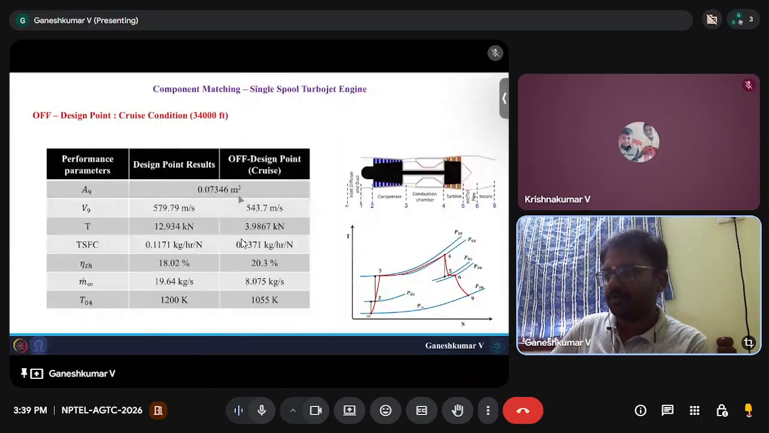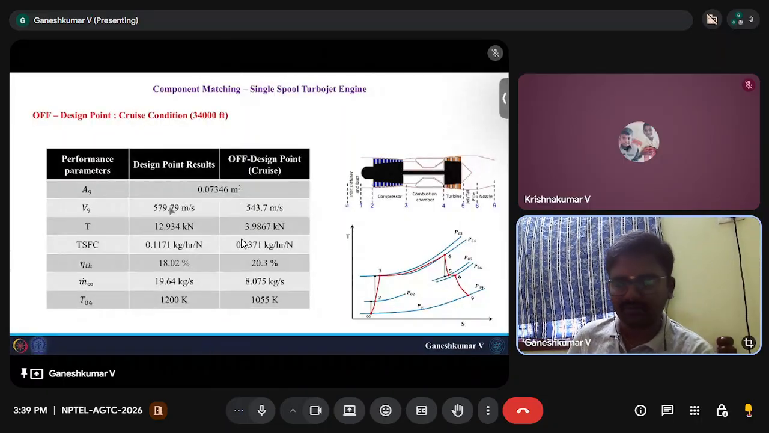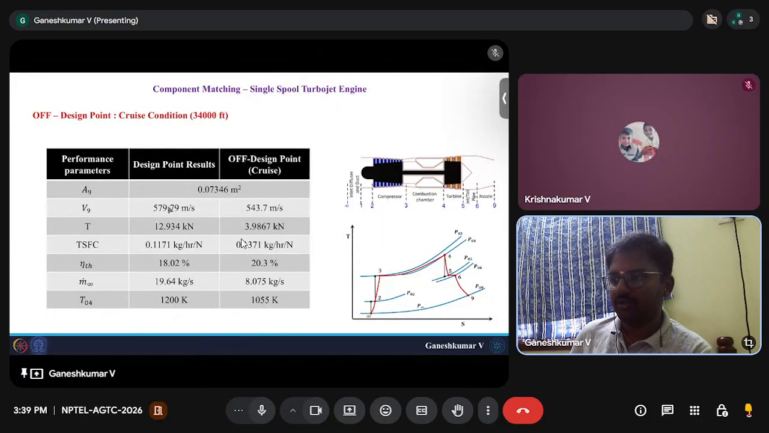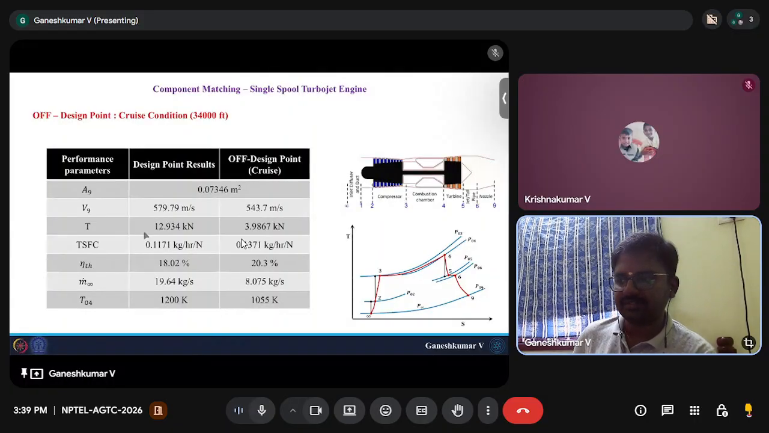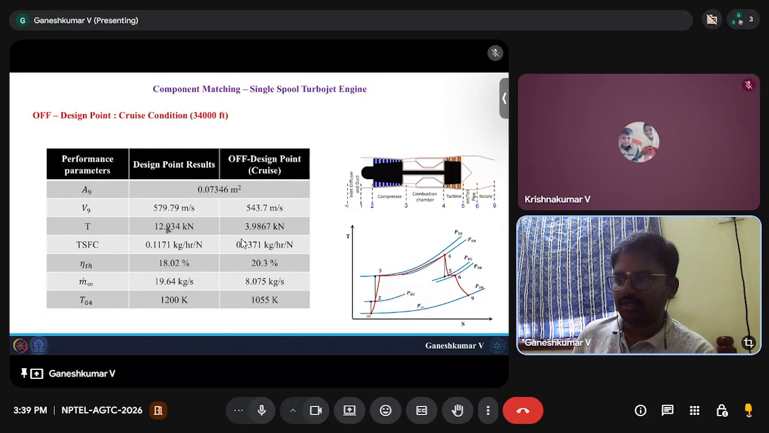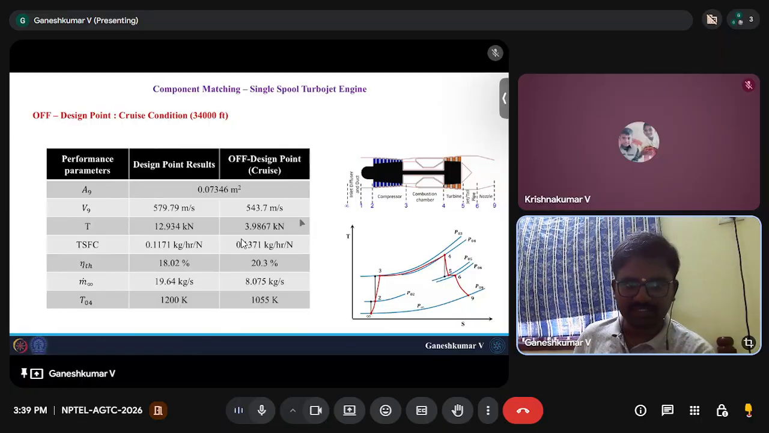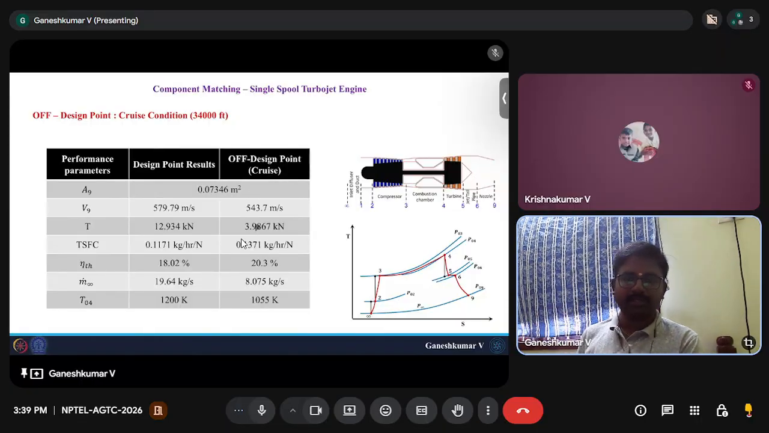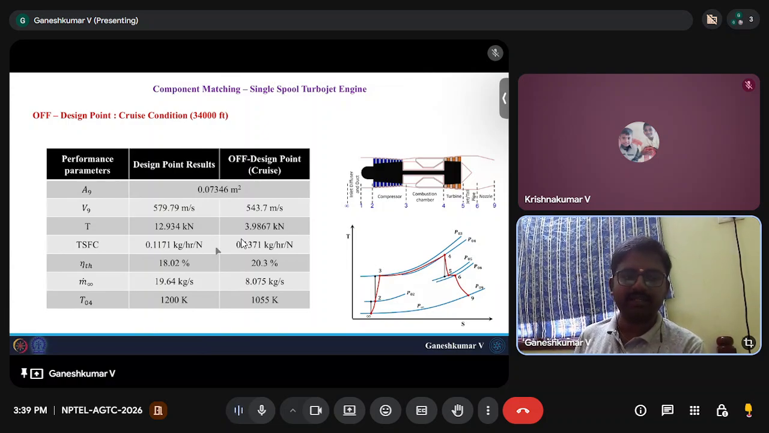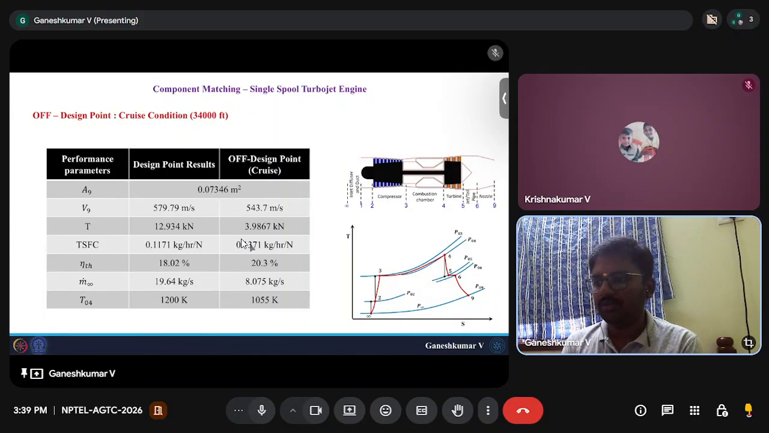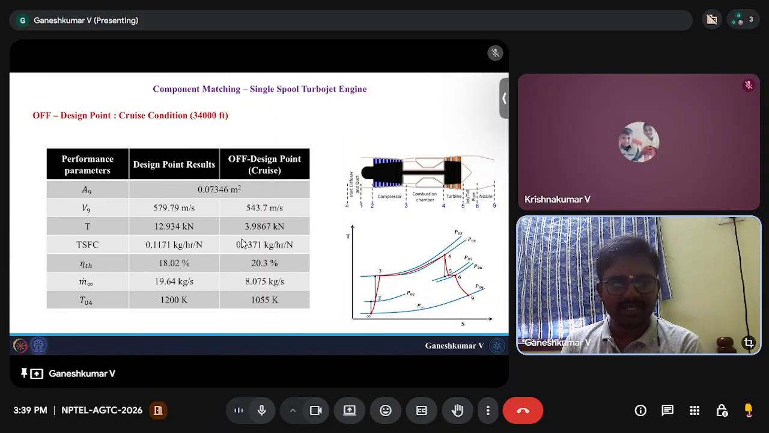So at design point, your velocity at the exit is 579.79 meters per second. During the cruise condition, the same velocity at the exit is reduced. And similarly, thrust at the ground condition is high, around 13 kilonewton, and here is around 4 kilonewton, which is expected. At the cruise, we will have low. At the ground condition, we will have the highest thrust, right? And the TSFC has slightly increased from 0.1171 to 0.1371, and the thermal efficiency has increased from 18.2 to 20%.